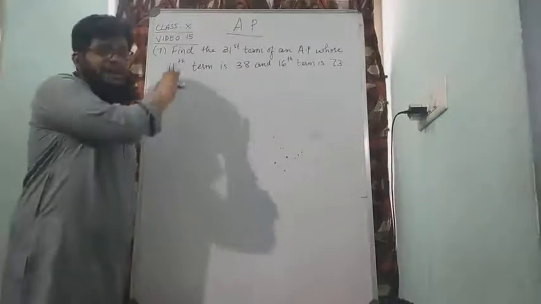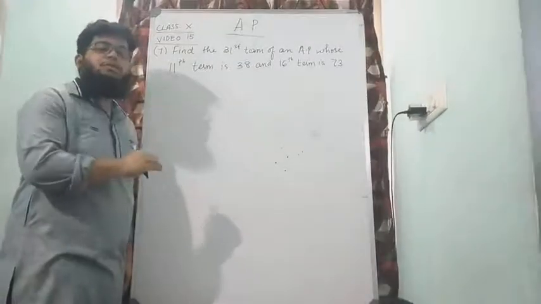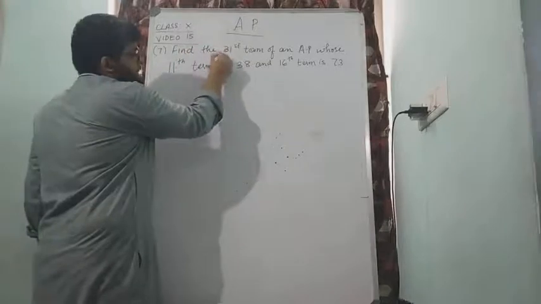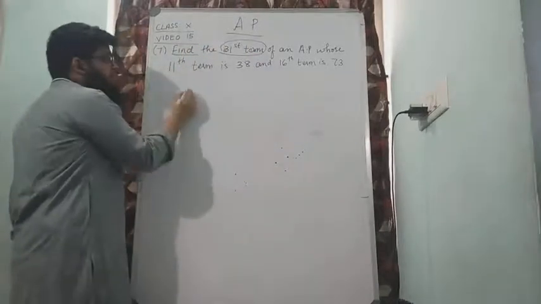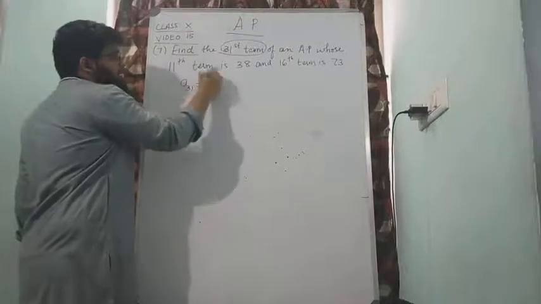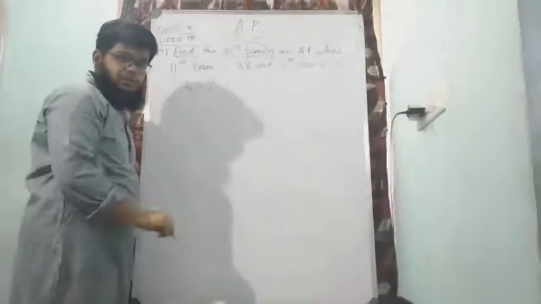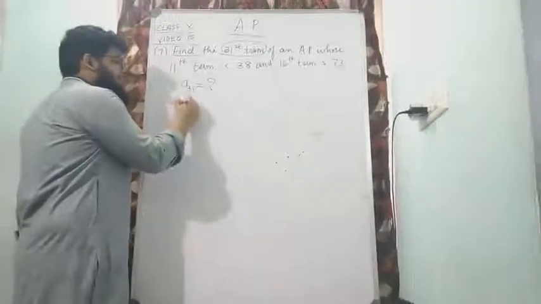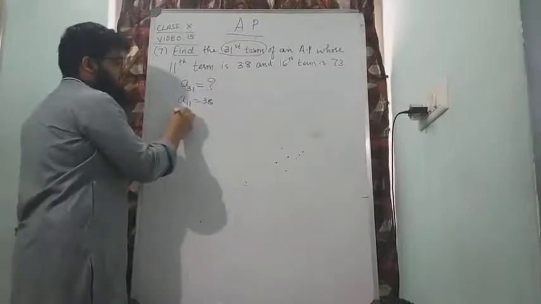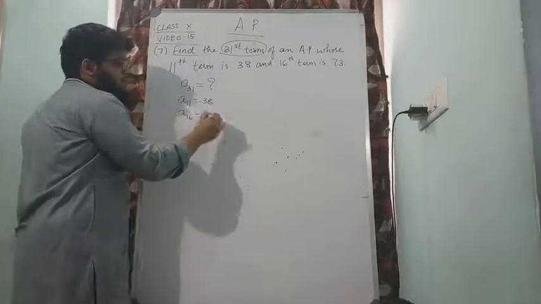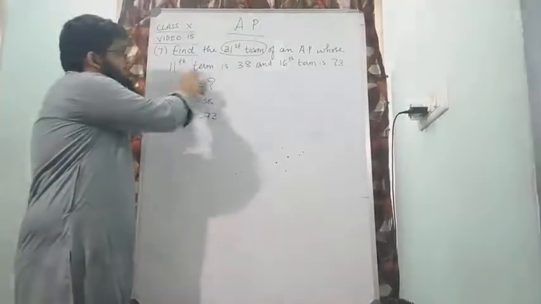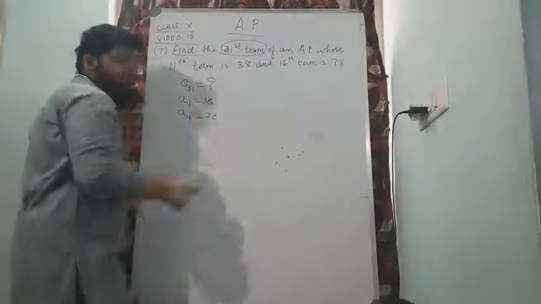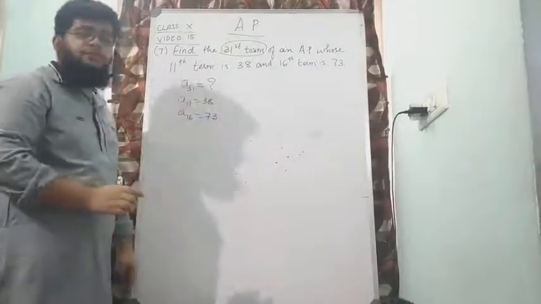So let us try to decode this problem and write down what we know from the question and what we are supposed to find. So find the 31st term, right? So this we are finding out. The 31st term is given by A31, that we are finding out, so that will be equal to question mark. Whose 11th term is 38, A11 equals 38, and 16th term is A16, which is equal to 73. We have written this data from the question.